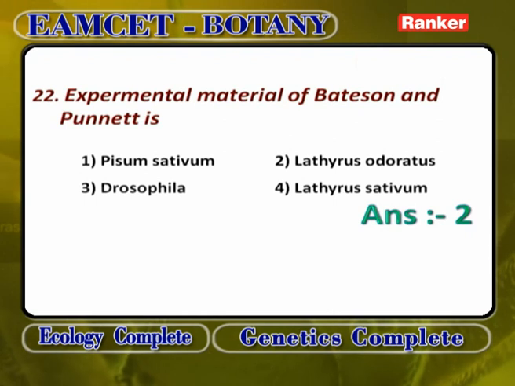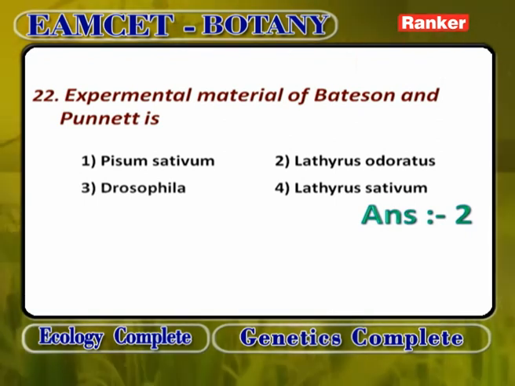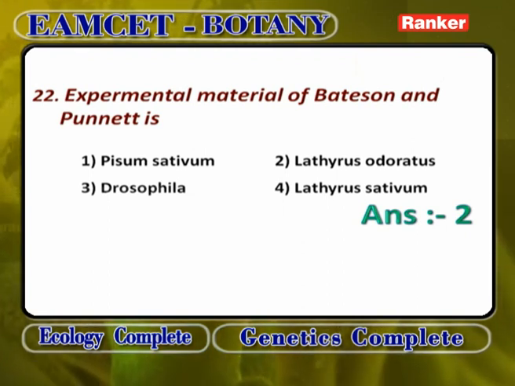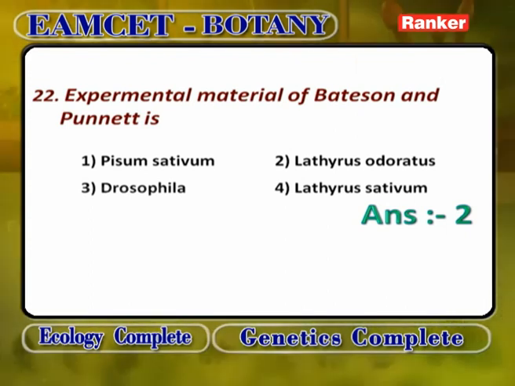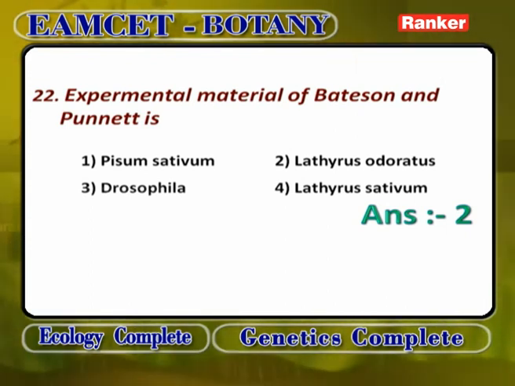Experimental material for Bateson and Punnett: they are known for linkage experiments in Drosophila and wild pea plants. Wild pea plant, Pisum sativum, is a garden pea. Lathyrus odoratus is the wild pea. Lathyrus sativum is wrong, Drosophila is wrong. So the experimental material for Bateson and Punnett is Lathyrus odoratus. So second option.